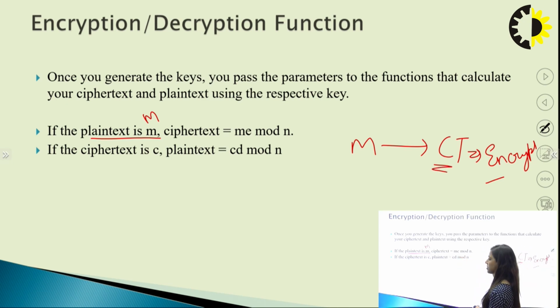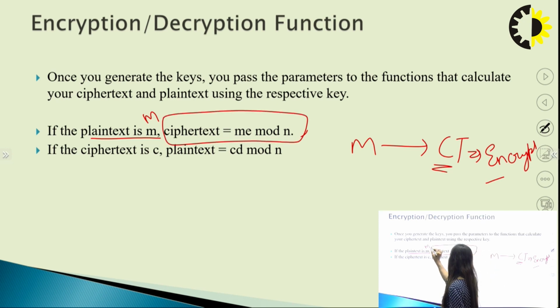You are having some message. For example, you are having some message and you are calculating from over here. You are calculating it from this. Ciphertext is equal to M^E mod N. And already we have a value of E, and already we have a value of N. Similarly, if we get the ciphertext from over here, then again we can convert it into the plain text.